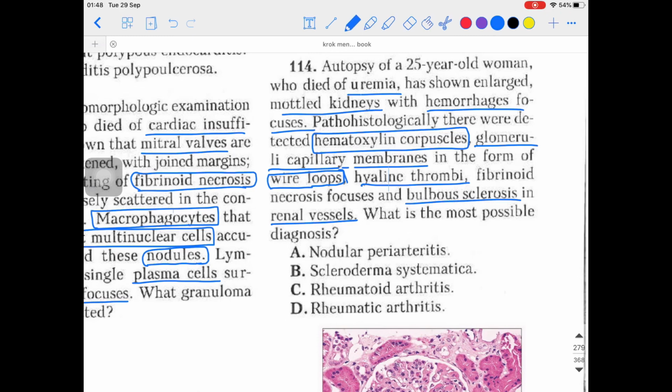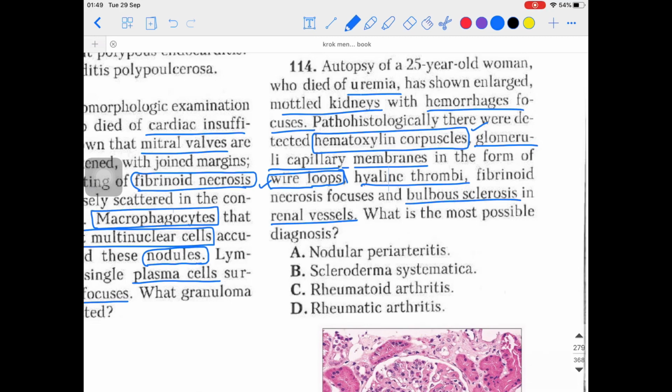So in this autopsy they said the hematoxylin corpuscles are found over there. So hematoxylin corpuscles are found in SLE. Okay, lupus nephritis, hematoxylin corpuscles or hematoxylin bodies. Now, glomerular capillary membranes in the form of wire loops, the second main point over here. So two main points, I have highlighted them in the boxes: hematoxylin corpuscles first, and the second one is the wire loops. Now what is this wire loop? They are called lupus cells. We will be talking about that.